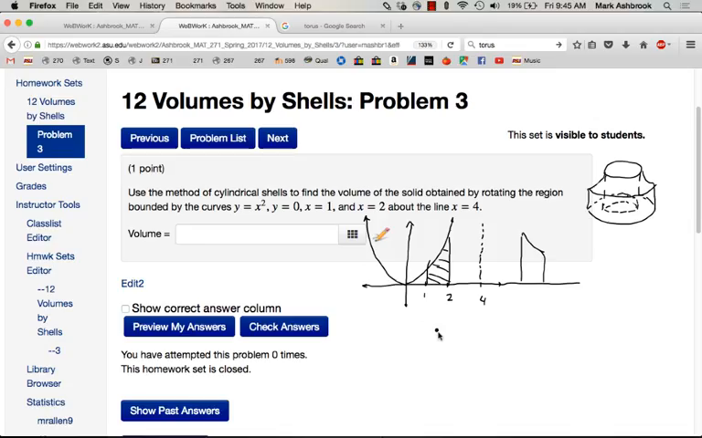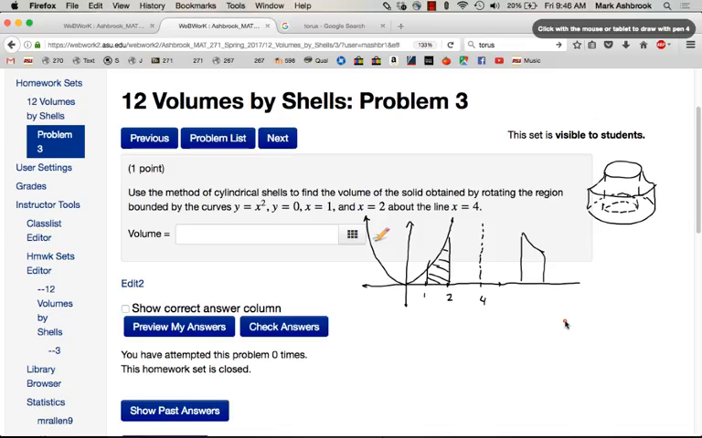And so let's talk about vertical slices first. If we did vertical slices, and we take a typical vertical slice and rotate it about 4, what do we get? So imagine a vertical slice, rotate it about 4. What kind of element would we get? You should be thinking shell. That would be the shell. And that's the way we want to do it, right? Because we're practicing shells here.